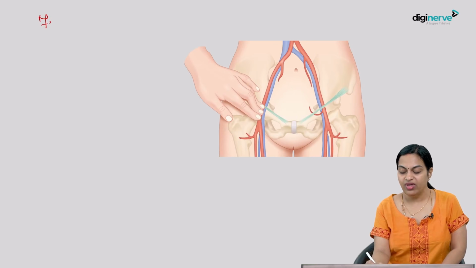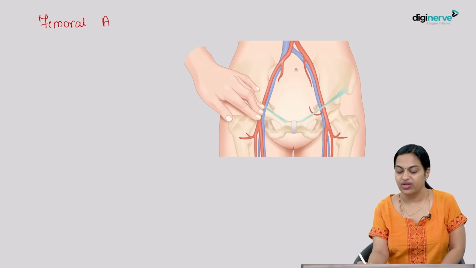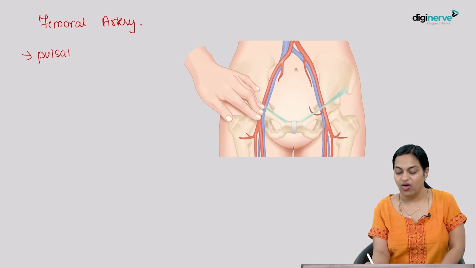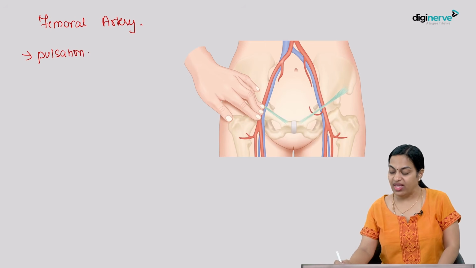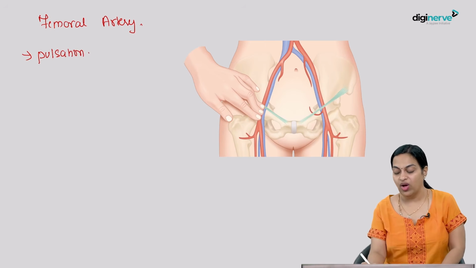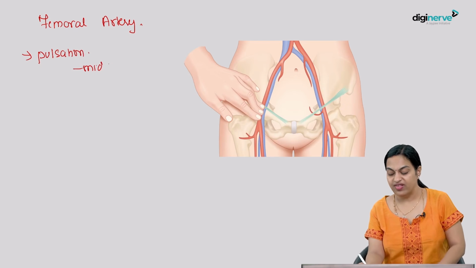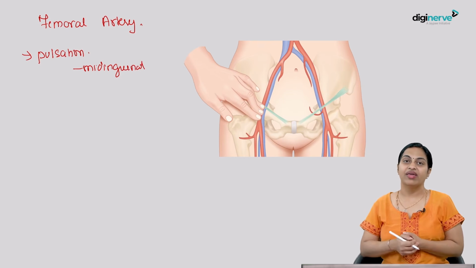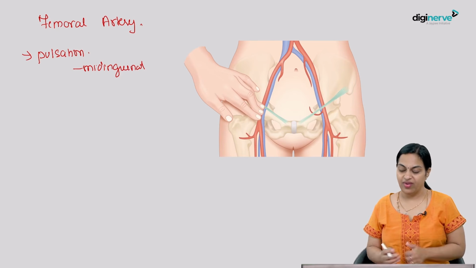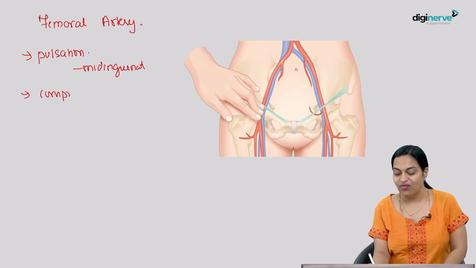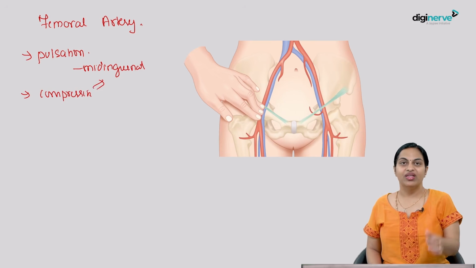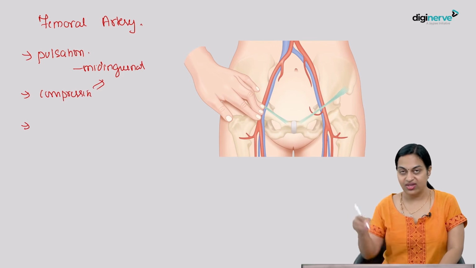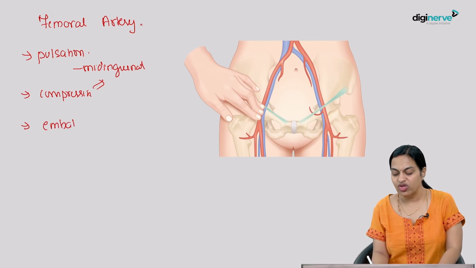Now, you can tell me what are the applied importance related to the femoral artery. Any artery, it's pulsation, right? Pulsation of the femoral artery can be felt at the mid-inguinal point. If you put your fingers over the mid-inguinal point and compress the femoral artery against the head of the femur, compression of the femoral artery at this point will help to control any bleeding distal to the point. You can access the femoral artery for embalming procedures also.